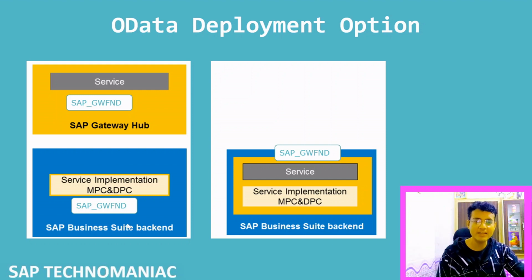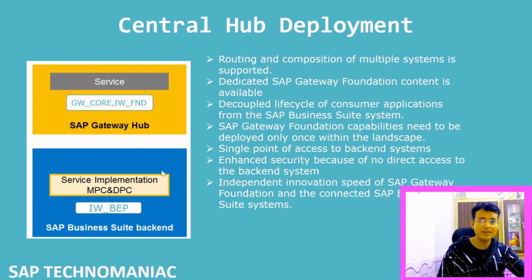If you are creating the service in one system, means you are developing and implementing your service in one system, and you are registering the service in another system or maintaining it in another system, then it will become the central hub deployment. And if you are doing both things within one system, then it will become the embedded deployment option. Again, in the central hub deployment we also have two flavors. Suppose this is the first flavor.